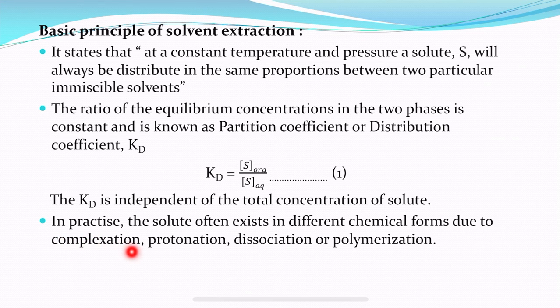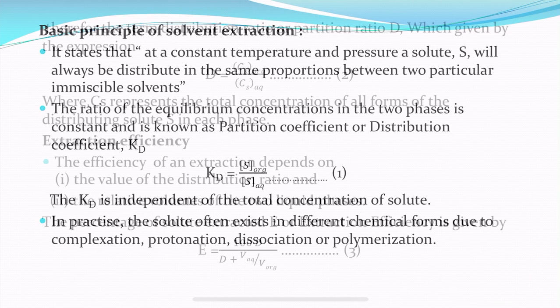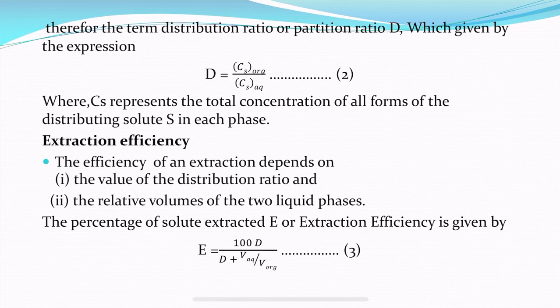There is a chance of complexation during this solvent extraction, and there is a chance of protonation, that means when an element or the molecule loses the protons or gains the protons. So, there we can observe the protonation and also dissociation or polymerization. So, all these chemical forms will exist during the solvent extraction in practice. When we do it in practical classes, definitely we will observe all these types of chemical formations or chemical changes.